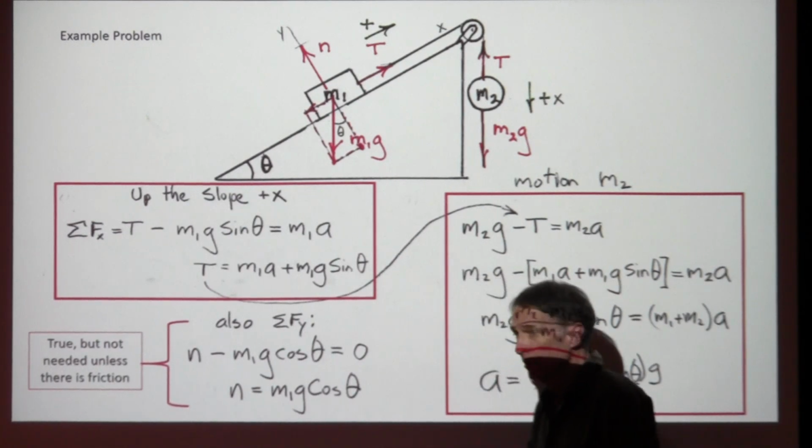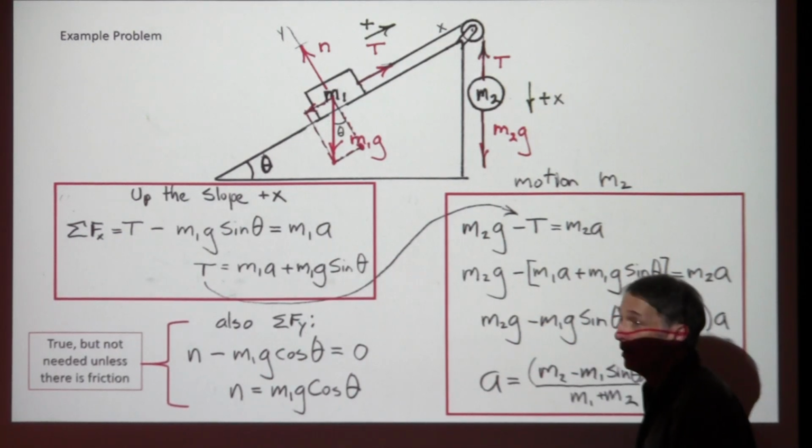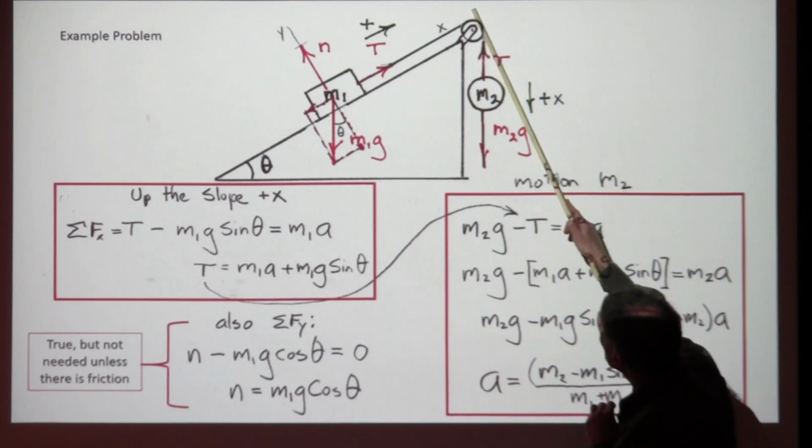How about if mass one was connected to, is that a pulley? Yeah, this is a pulley up here.